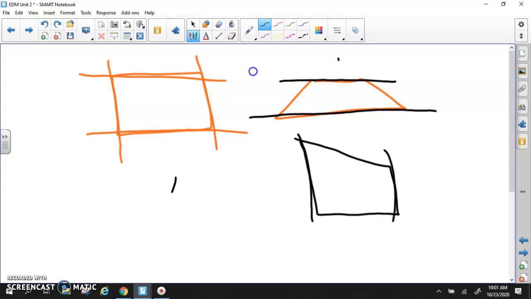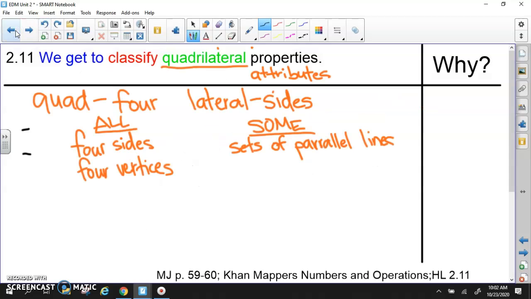Let's see if I can do something really crazy. Are there any parallel line segments there? No, I don't see any. Is it still a quadrilateral? Yeah, absolutely. So some can have sets of parallel lines.